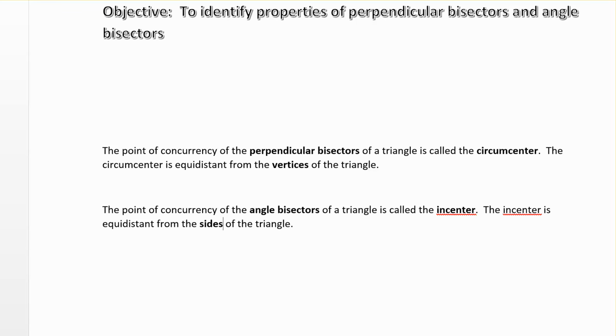So there's a couple things that you're going to have to remember and put in your notes: where the perpendicular bisectors all meet, that point of concurrency is the circumcenter, and it's equidistant from the vertices. And the other one is the angle bisectors, and they all meet at the incenter, and that incenter is equidistant from the sides. So make sure you have that in your notes.